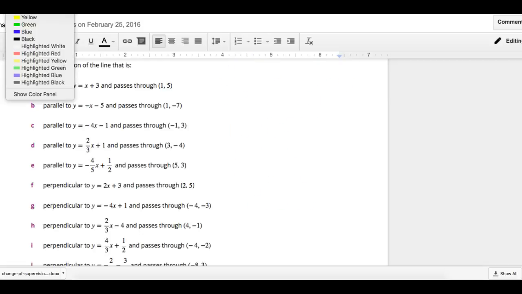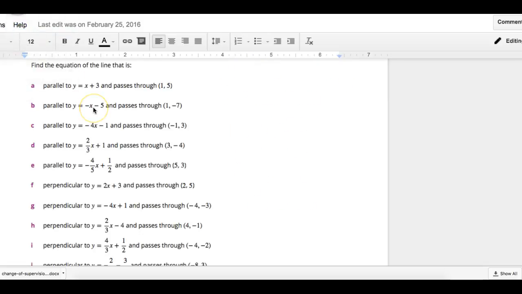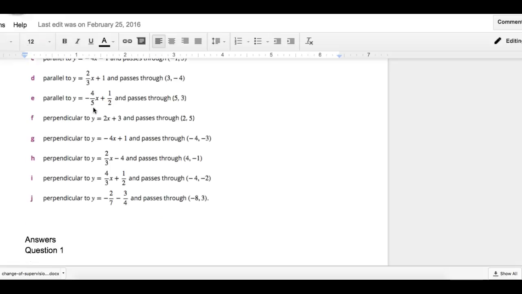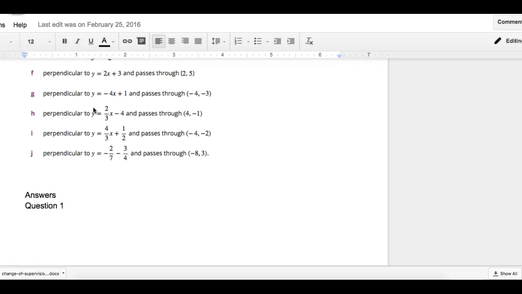Let's get rid of that. Back to blue. Okay, let's do a perpendicular one, because they're going to be harder. So perpendicular to 2x plus 3 and passes through 2, 5. For this line, the gradient is 2. Okay, and we can say the gradient of the first line is 2. But what is the gradient of the second line? The line that we're trying to find, and that's supposed to be a question mark.